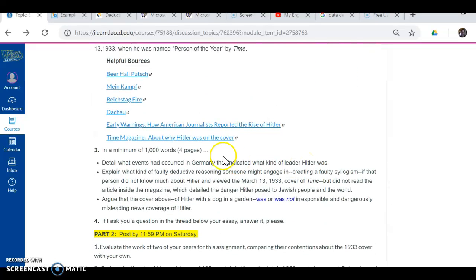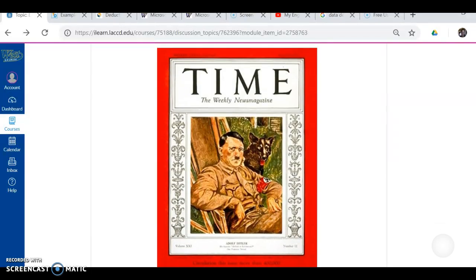All right, going down, number three, in a minimum of 1,000 words, four pages, detail what events had occurred in Germany that indicated what kind of leader Hitler was, explain what kind of faulty deductive reasoning someone might engage in, creating a faulty syllogism, if that person did not know much about Hitler and viewed the March 13th, 1933 cover of Time, but did not read the article inside the magazine, which detailed the danger Hitler posed to Jewish people and the world, and argue that the cover above of Hitler with a dog in a garden was or was not irresponsible and dangerously misleading news coverage of Hitler. And once again, this is the cover.